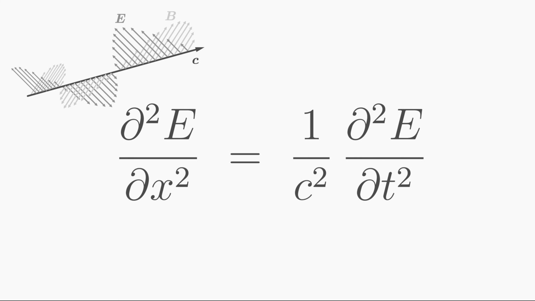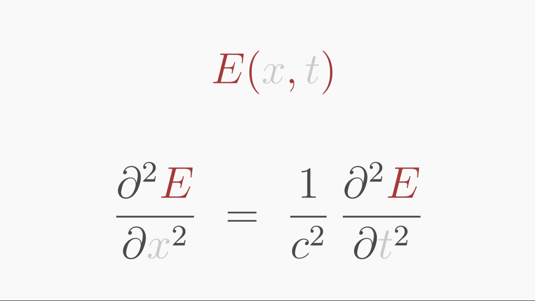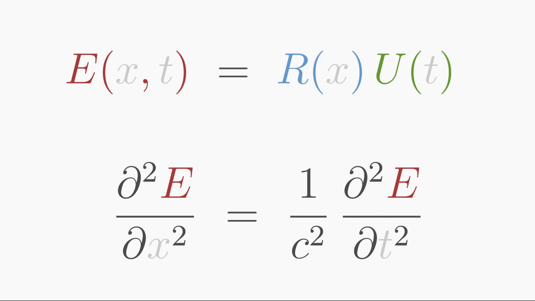Let's take a look at the one-dimensional wave equation for an electric field. The function we are looking for is the electric field E. This depends on the position x and on the time t. Since the function depends on two variables and their derivatives appear in the equation, it is a partial differential equation. Here we make a product ansatz for the searched solution E. E is equal to R times U. We assume that this solution E can be split into a product of two functions that we call R and U. One function R depends only on x, and the other function U depends only on t.